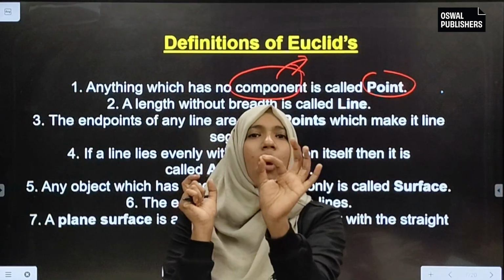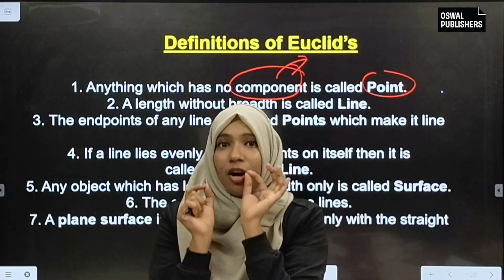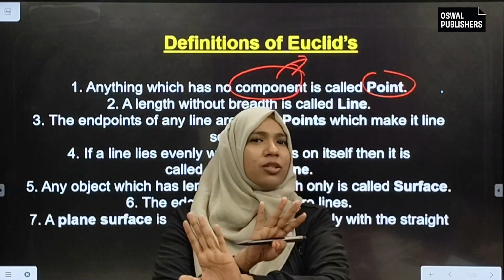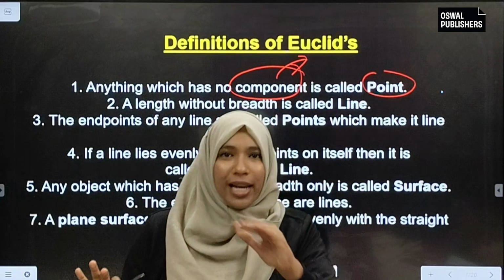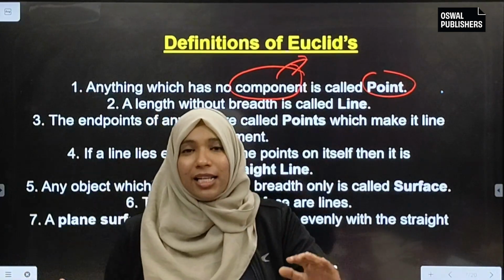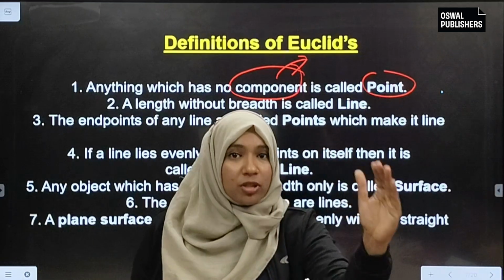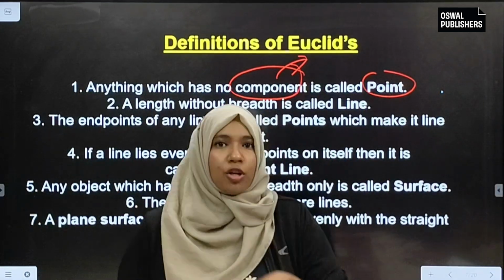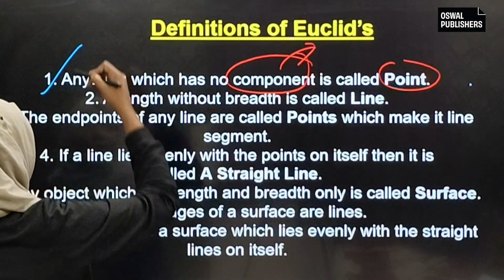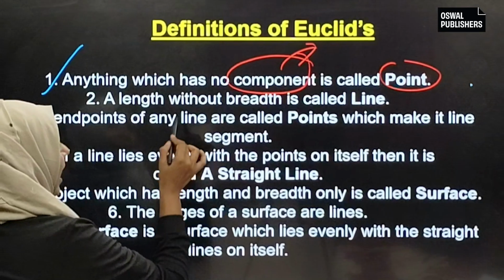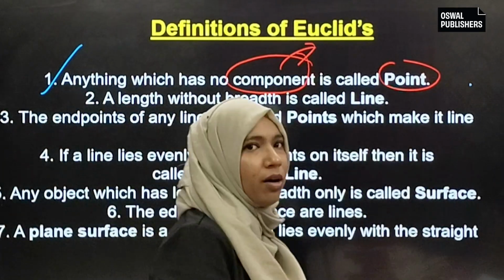The definition of a point: a point is something which does not have any component. That is, it has no length, no breadth, no height. There are no dimensions. But it has a precise location or a position in the space. Clear? So the first definition is clear. And moving to the second definition: a length without breadth is called a line.